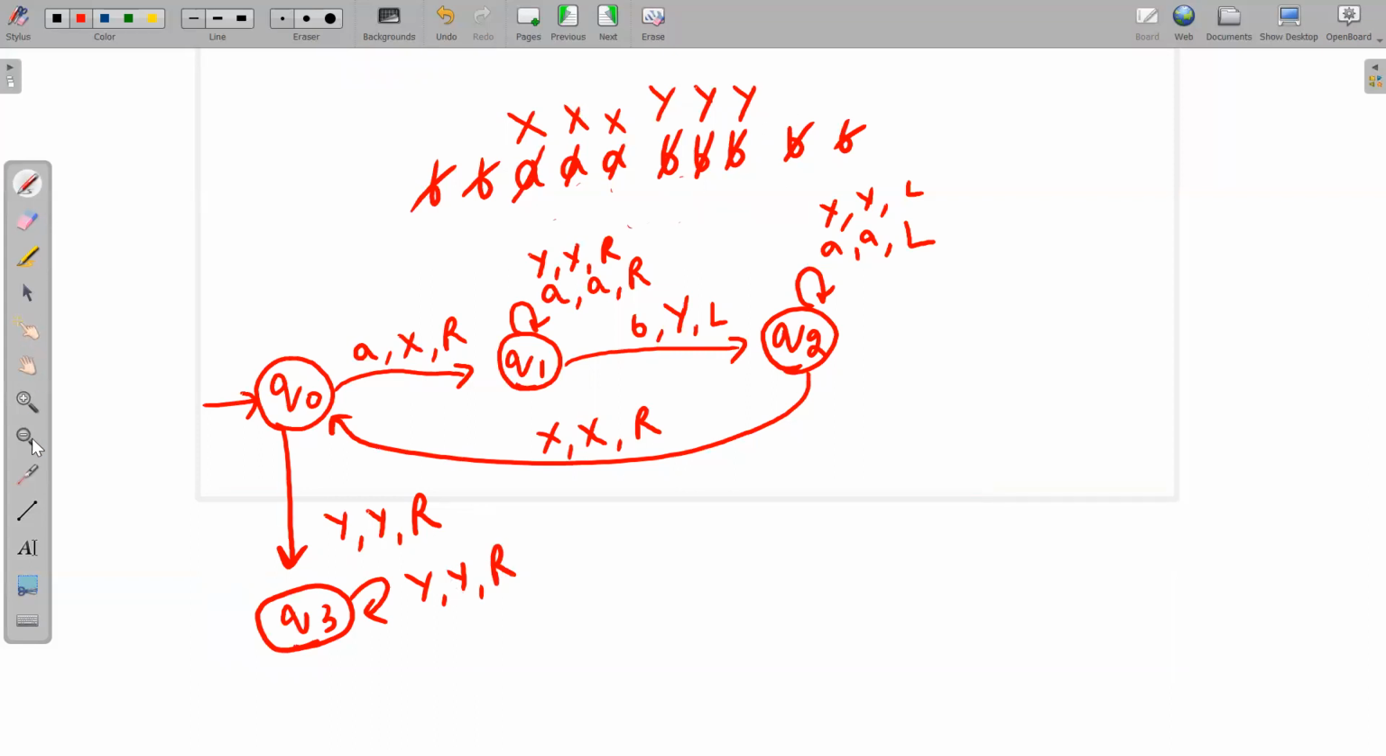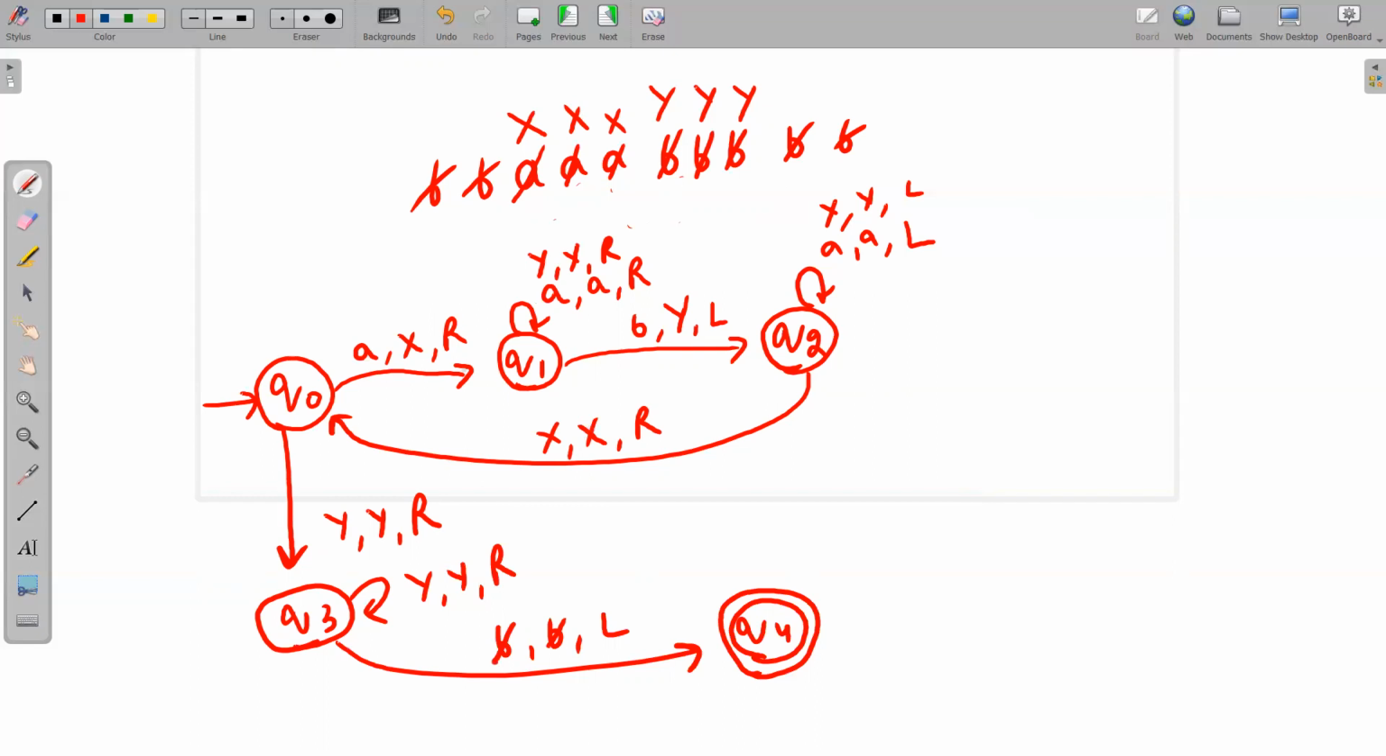As soon as Q3 finds the blank, it will go to the final state, and the string will be accepted. So as soon as Q3 reads the blank, the blank will remain as blank. We can move either left or right, whatever direction you want, and move to the final state, that is Q4. Now this is your Turing machine.